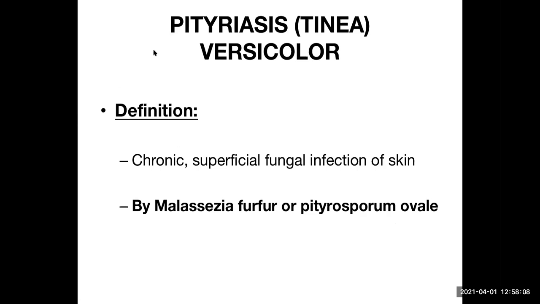See here. Tinea Versicolor is a chronic superficial fungal infection of the skin, and the causative agent here is Malassezia furfur, also known as Pityrosporum ovale. Malassezia furfur is the name of the fungus which is causing this infection. Now let's know something about this Malassezia furfur.